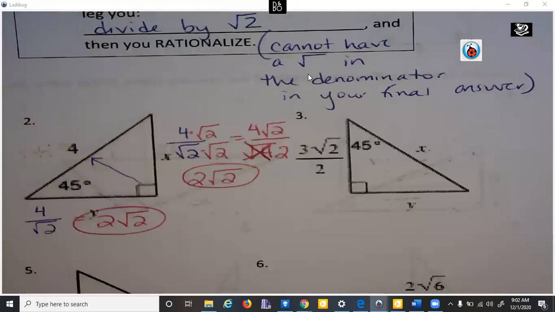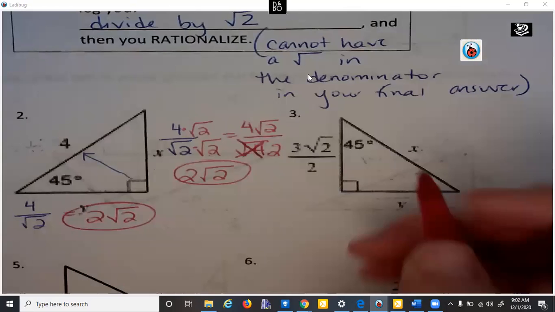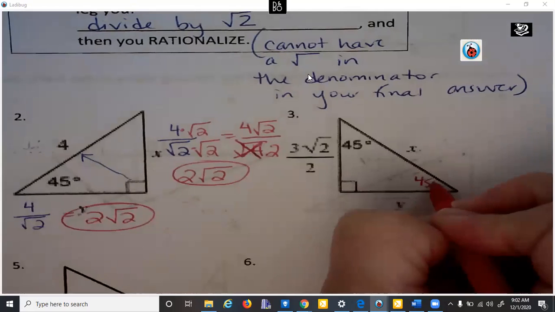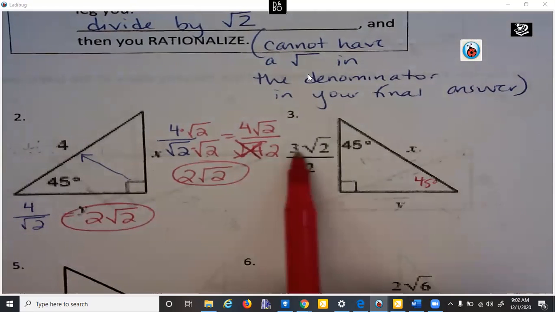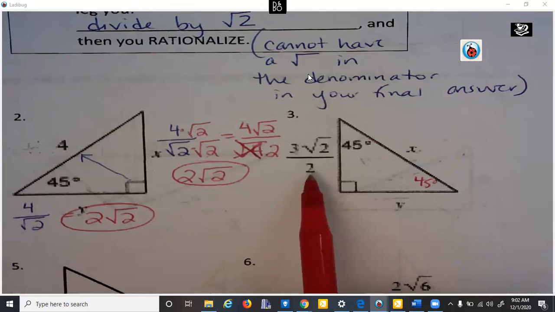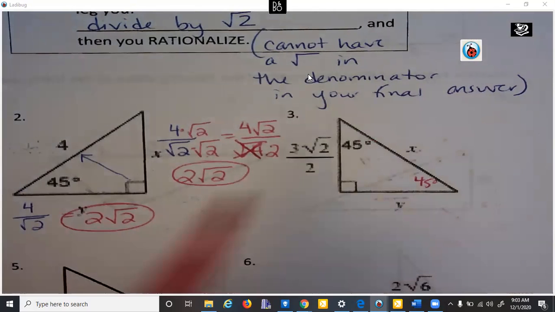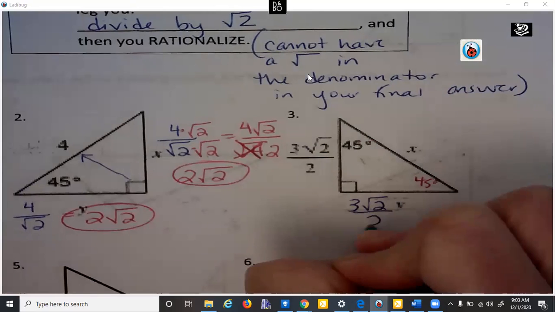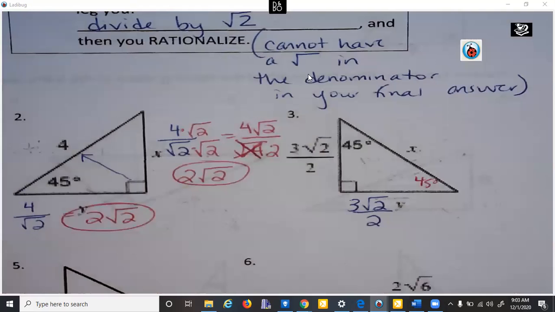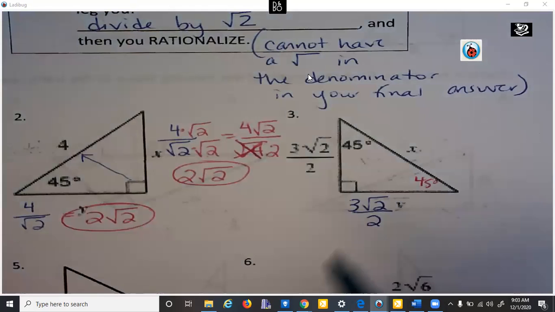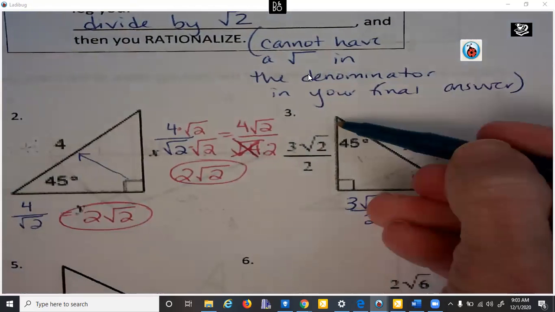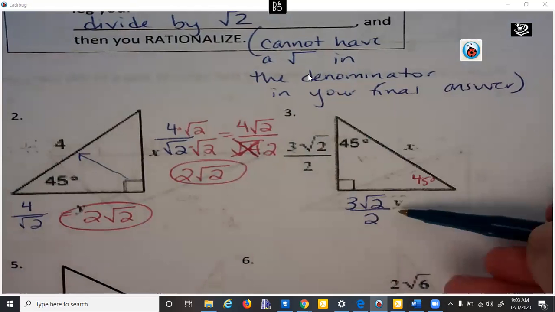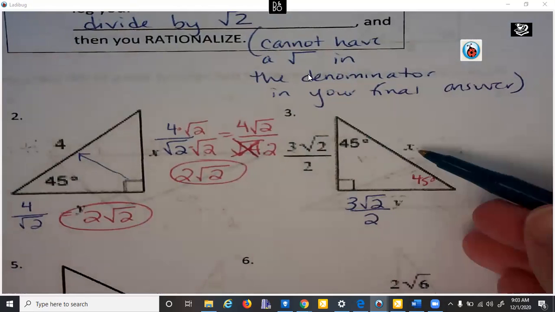All right, looking at number 3, we have a 45, 45, 90. 3 root 2 over 2, is that one of the legs or is that the hypotenuse? Leg. That's one of the legs. So this one's going to be the exact same. The 2 legs are going to be the same. Now I need to get the hypotenuse. The hypotenuse is longer than the leg. So if I want to get to something longer, do I multiply by root 2 or divide by root 2?